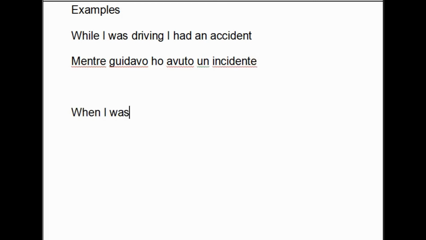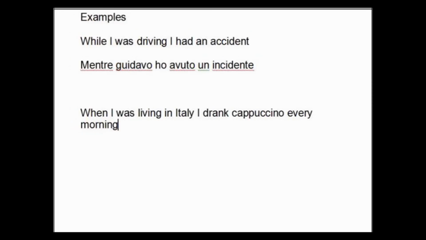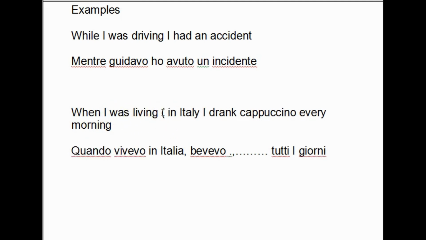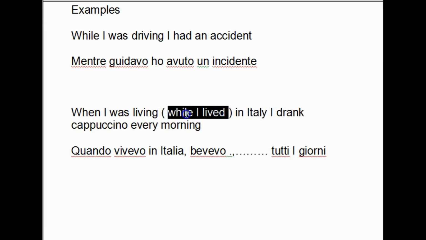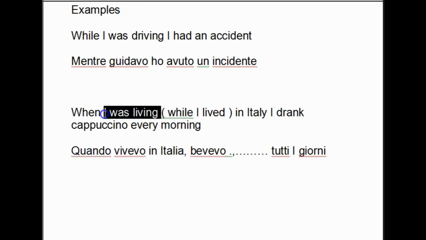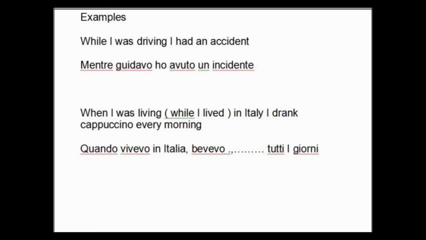And here we have, when I was living in Italy, I drank cappuccino every morning. Analyze this. I was living. Quando vivevo in Italia, bevevo cappuccino tutti i giorni. Quando vivevo, I was living. And then, or when I lived, same thing. Quando vivevo. Then you know that a habitual action, tutti i giorni, requires the imperfetto, therefore, bevevo.